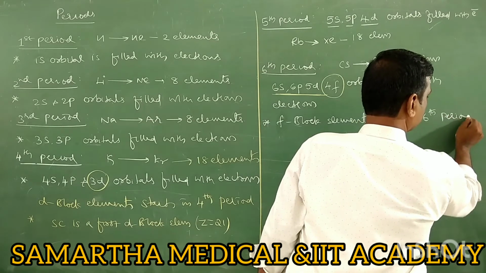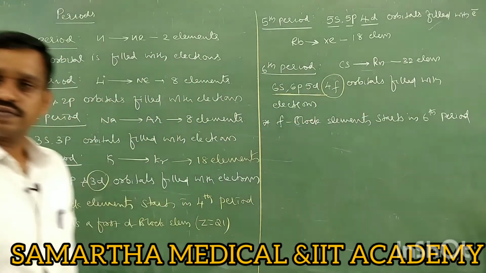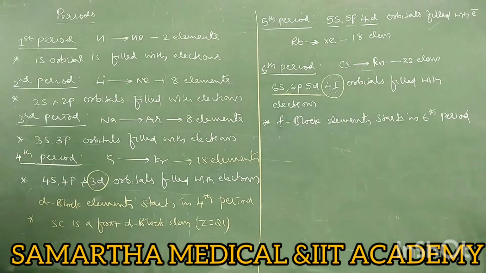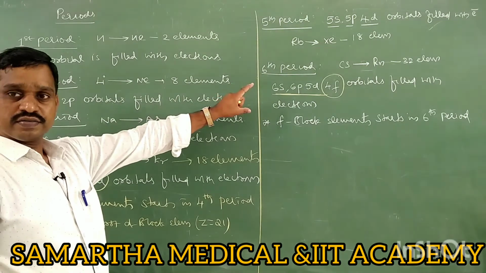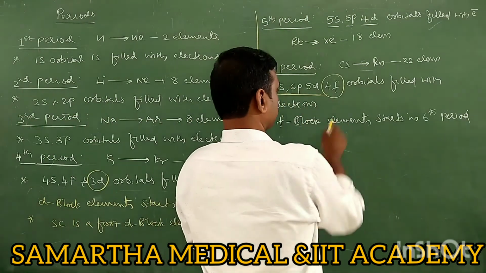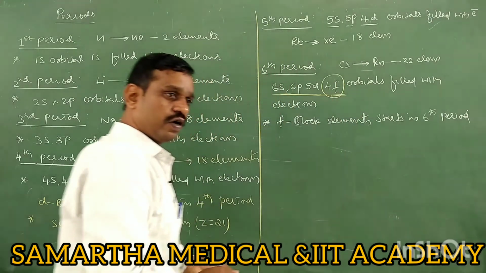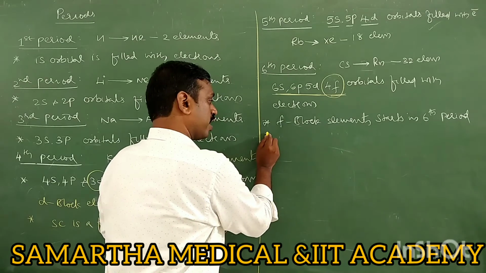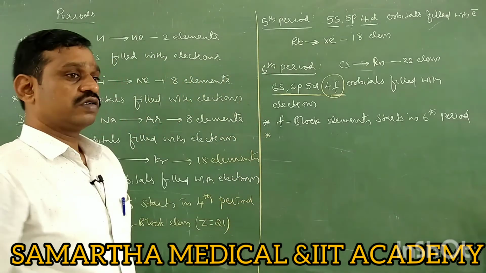Now before this, is there any f block element? No. So where does a d block element start? Fourth period. So in the fourth and fifth periods there is a d block, and in the sixth period there is a 4f. Okay. Now the next question: which is the first f block element in the sixth period?